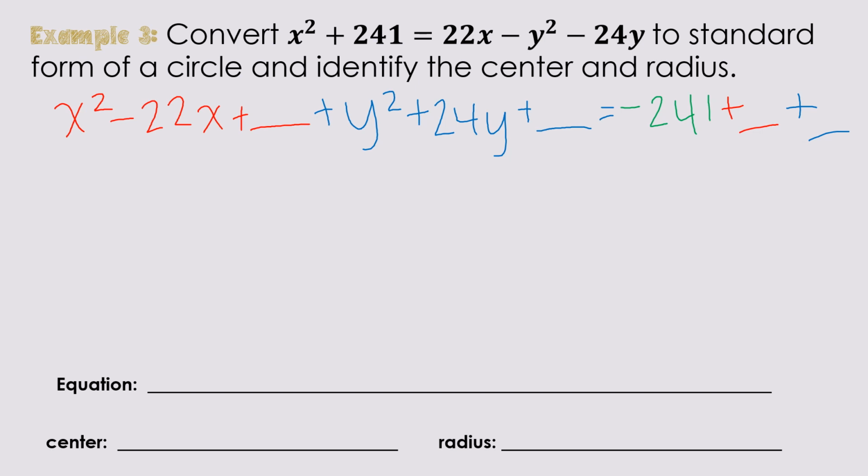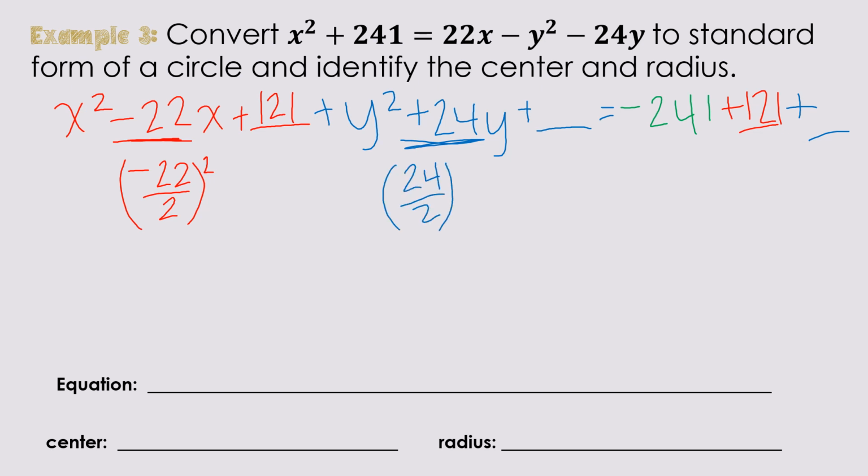All right, so now we're ready to find the numbers that go in the blank space. So to do that for A, we're going to look at A, which is -22. We are going to divide -22 by 2, which is -11. And then we're going to square -11, which is 121. And that is the number that goes in the blank space. Now we're going to do the same thing for the b value, which is 24. 24 divided by 2 is 12, and 12 squared is 144. That's going to go in our blank values.